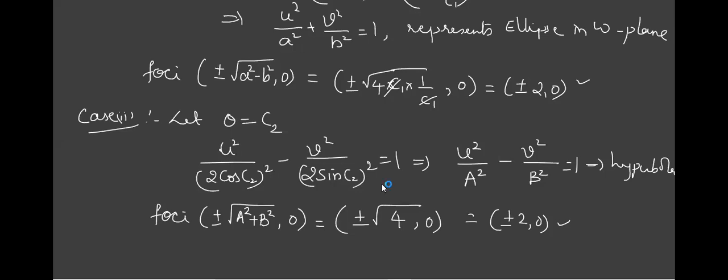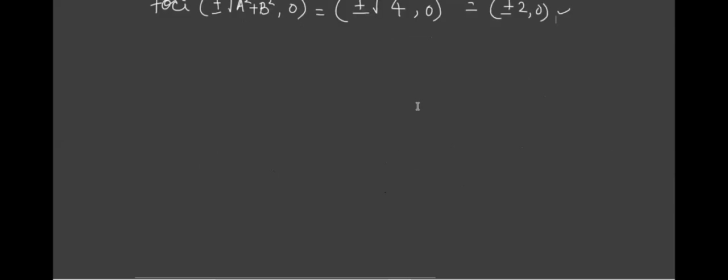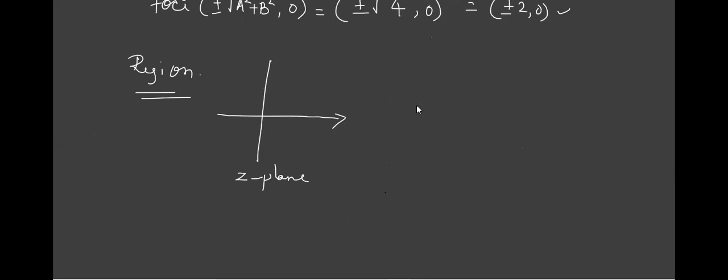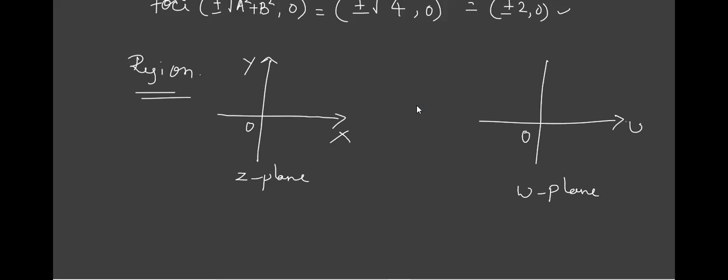This is what we are getting, but we are getting different curves in the W plane. So let us draw the region here. The region is taken like this. First case, this is my Z plane. What are the axes here? X and Y axis. Now I'll take a W plane. This is my W plane. What are the axes? U and V.